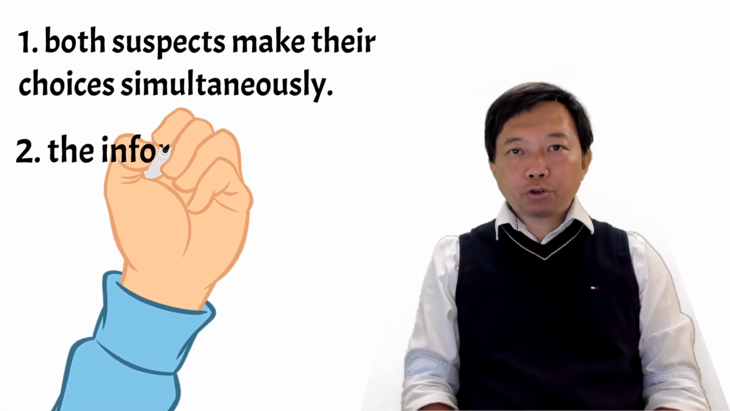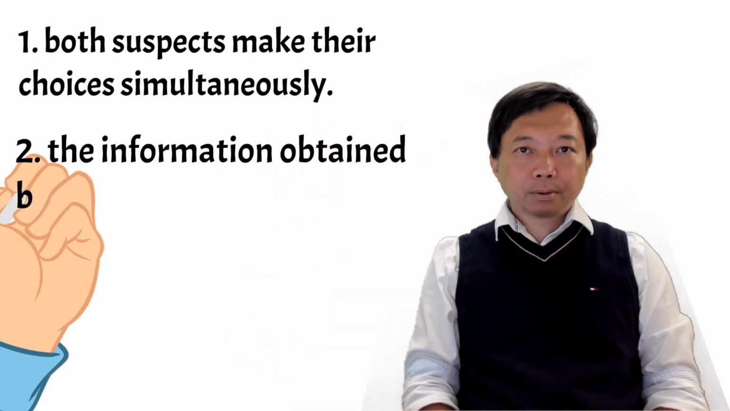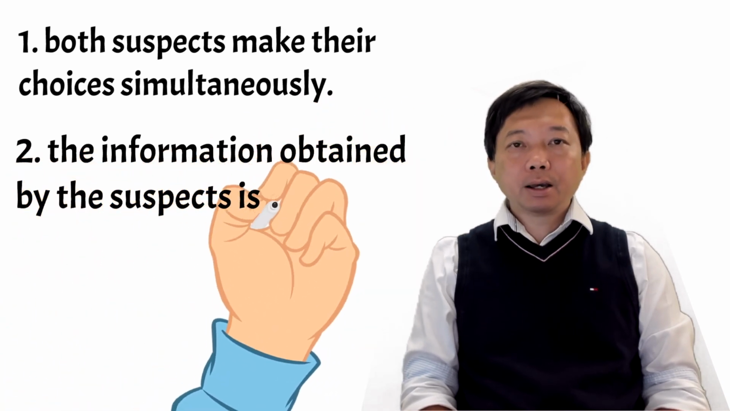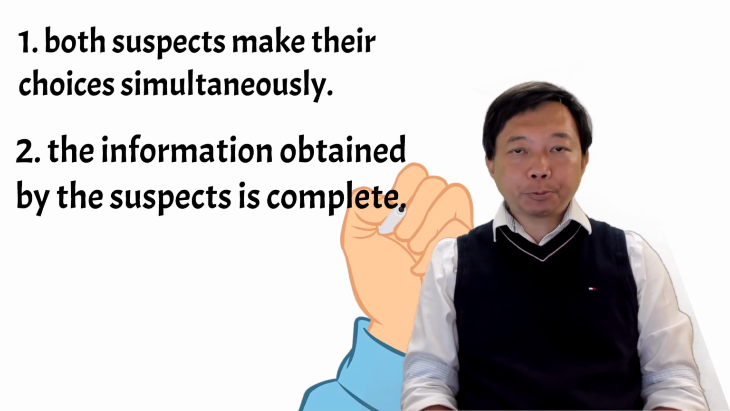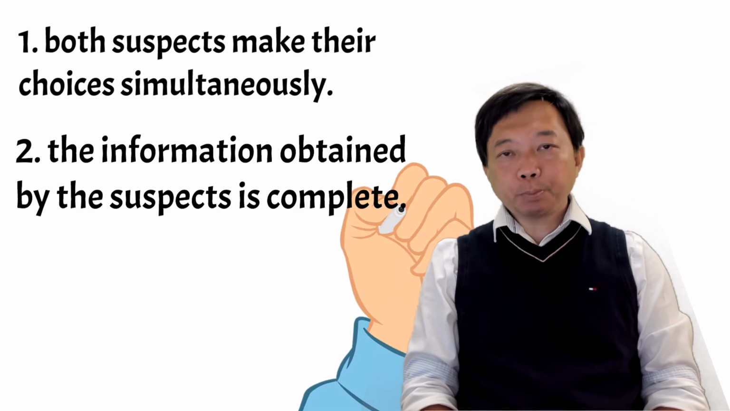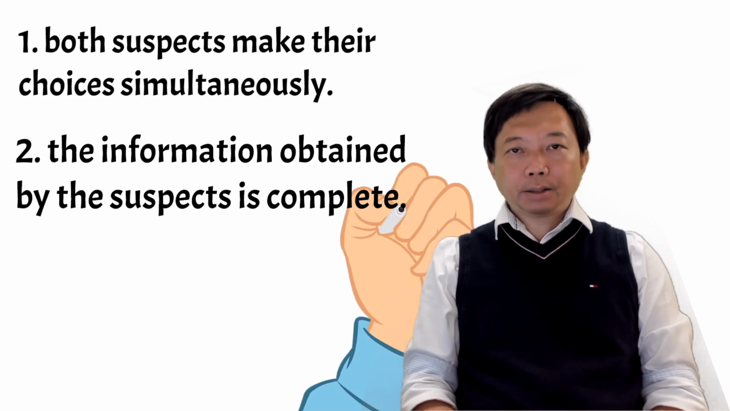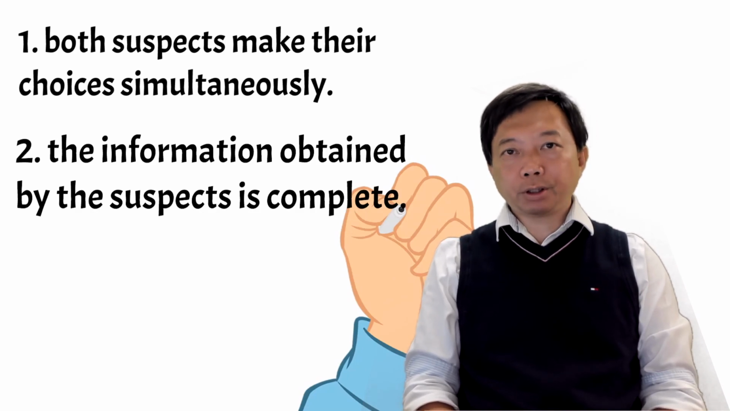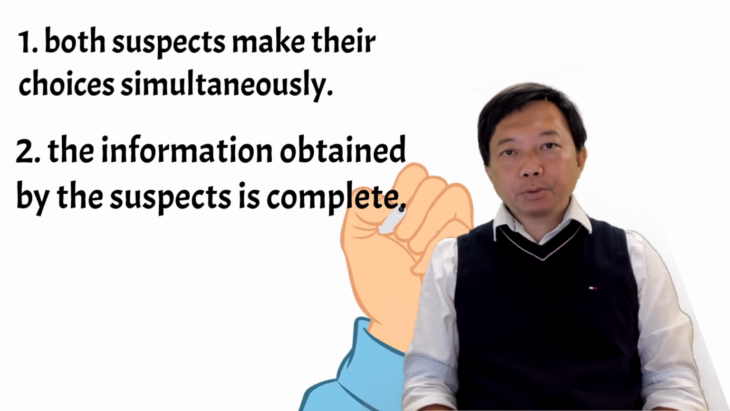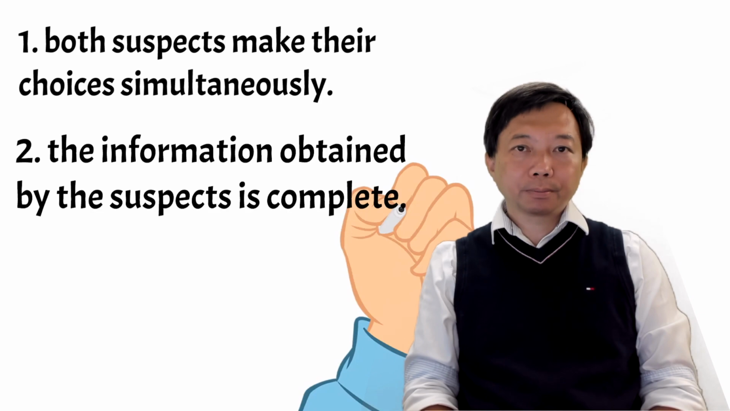Second, the information obtained by the suspects is complete. Each suspect knows the available strategies the other suspect can choose and the corresponding results, that is, the payoffs. Therefore, they can compare different payoffs and choose the strategy that is most advantageous to them. Games with these two characteristics are called static games of complete information.